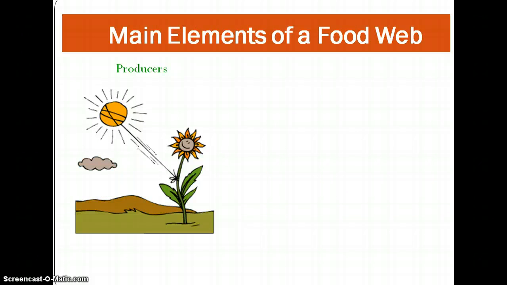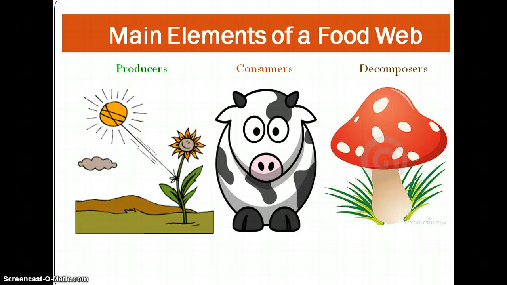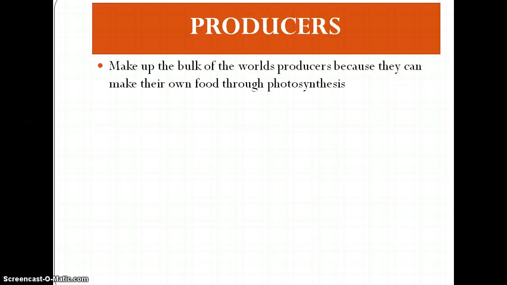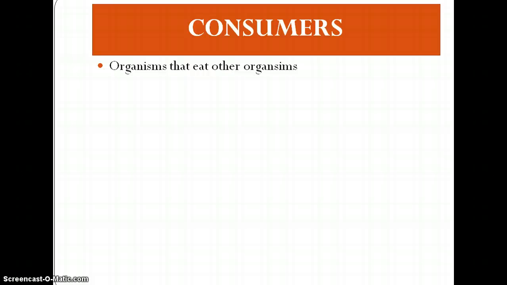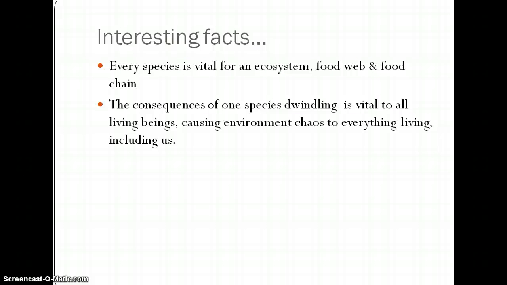There are producers, consumers, and decomposers. Producers make up the bulk of the world's producers because they can make their own food through photosynthesis. Consumers are organisms that eat other organisms. And decomposers consist of bacteria and fungi, and they break down dead animals and plants and recycle nutrients back into the food web.